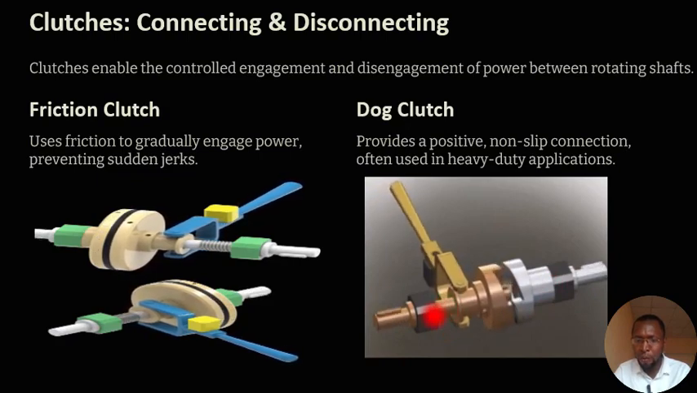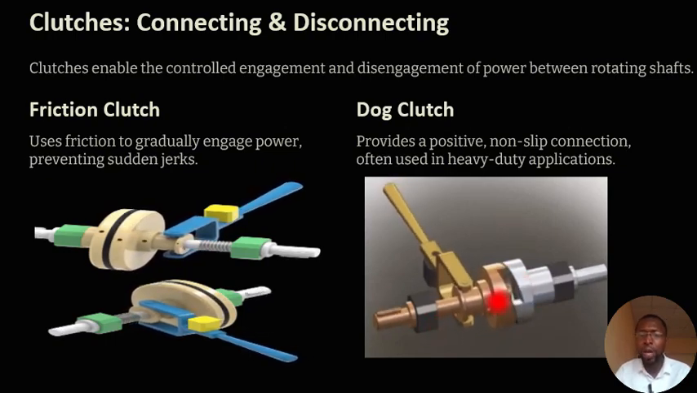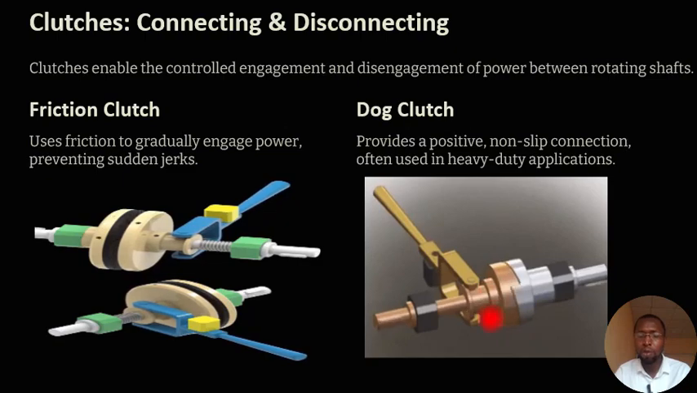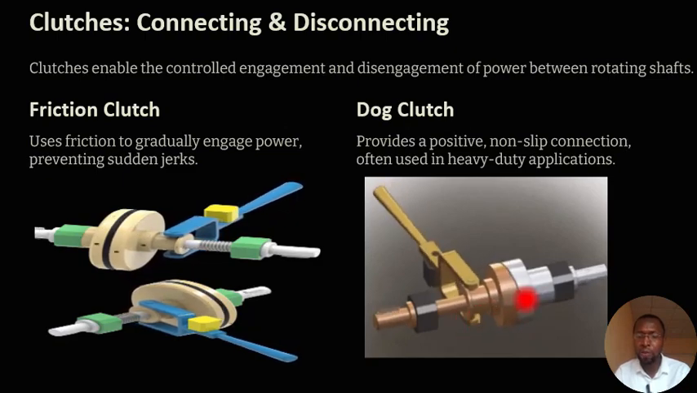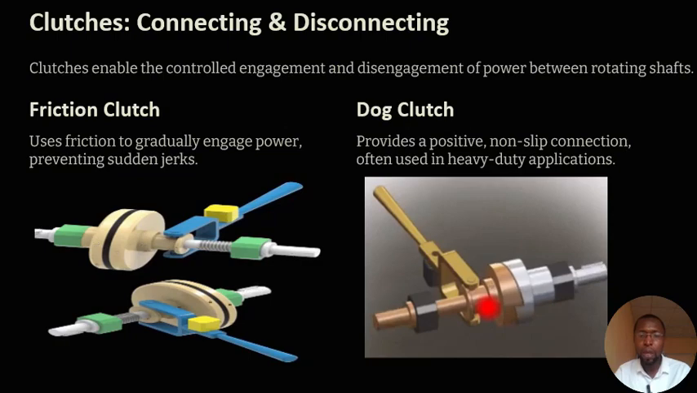Now it moves back and forth to disconnect and to reconnect. So with that, it's going to be controlling the transmission of power between the rotating shafts. You could see these two rotating shafts, the silver one and the other color. So this is how the clutch operates.